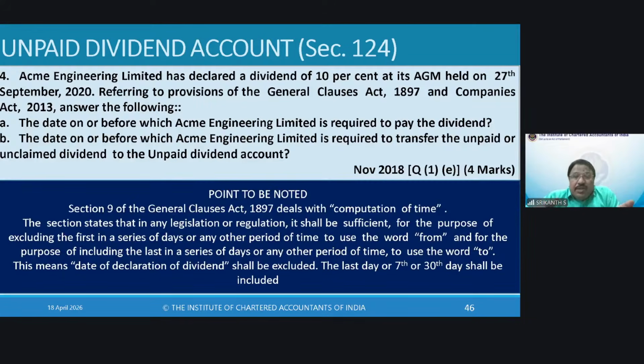So now, based on these two, they want you to find the date on or before which Acme Engineering Limited is required to pay the dividend. Pay the dividend, 30 days. And the date on or before which Acme Engineering Limited is required to transfer the unpaid, unclaimed dividend to the unpaid dividend account. So 30 and 7. How to calculate?